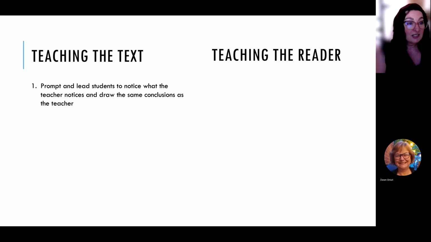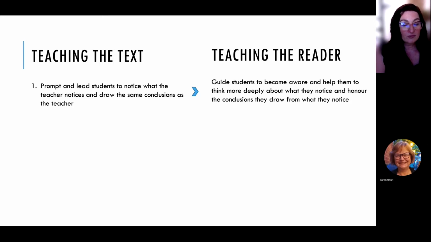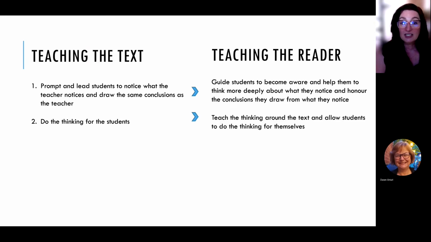So teaching the text. When we teach the text, we prompt and lead students to notice what the teacher notices and draw the same conclusions as the teacher. But when we teach the reader, we guide students to become aware and help them to think more deeply about what they notice and honor the conclusions that they draw from what they notice. When we teach the text, we do the thinking for the students. But when we teach the reader, we teach the thinking around the text and allow students to do that thinking for themselves. When we teach the text, we solve the problems for the students. But when we teach the reader, we facilitate problem solving in the classroom and around.